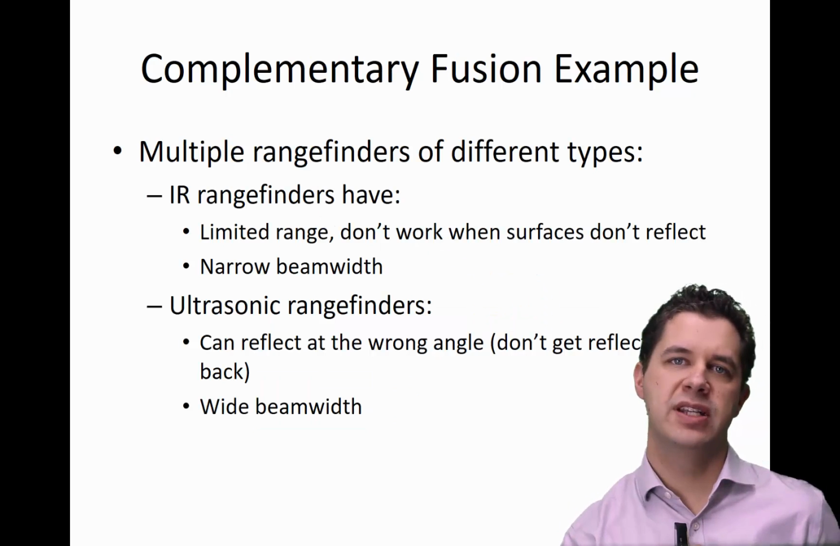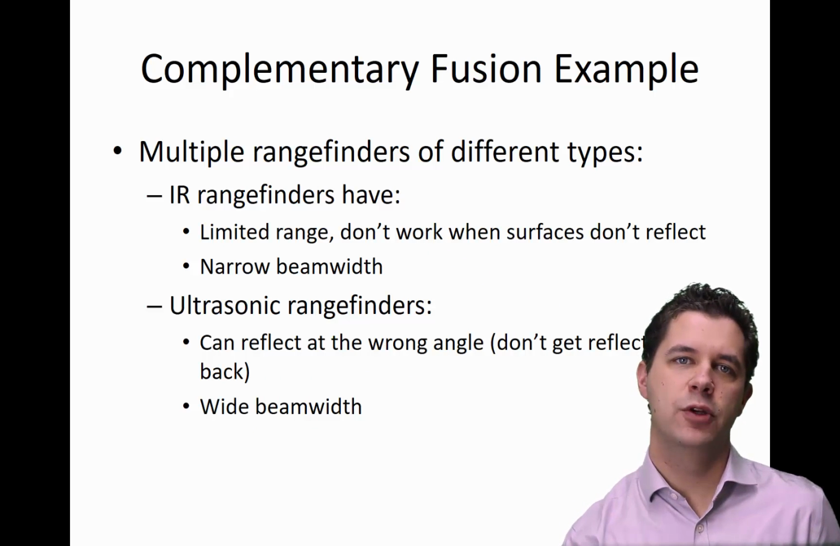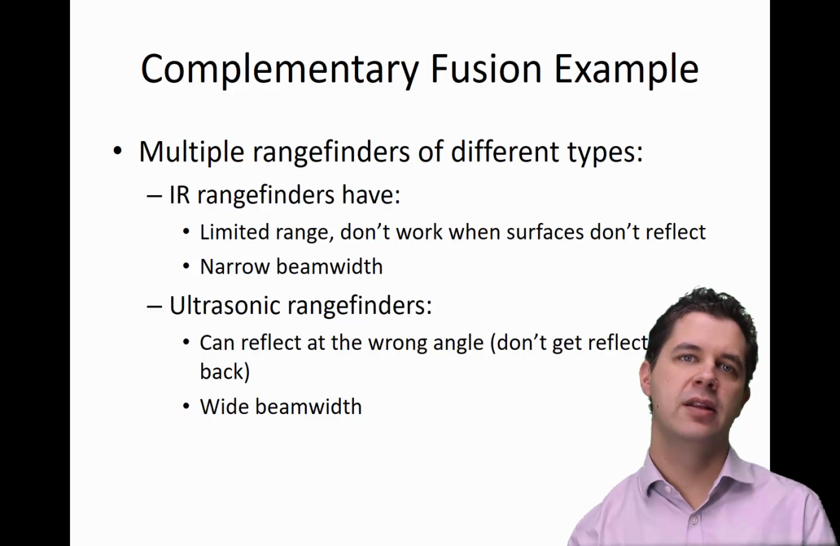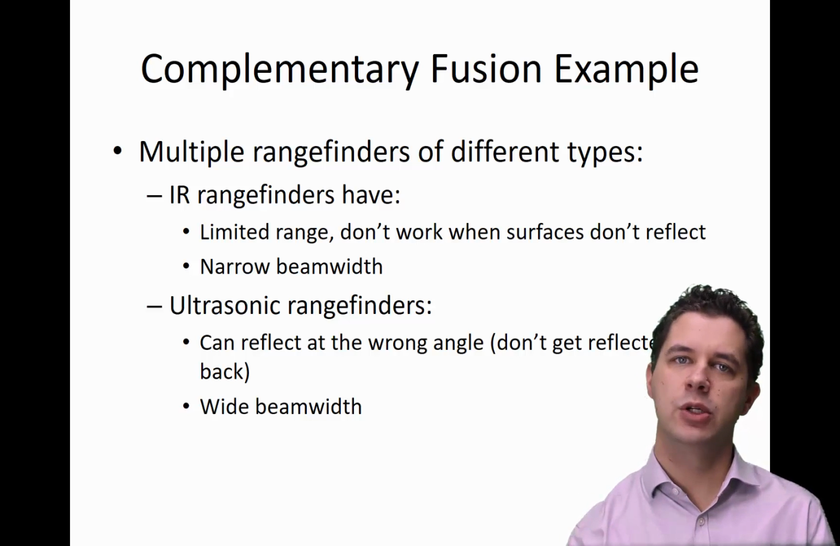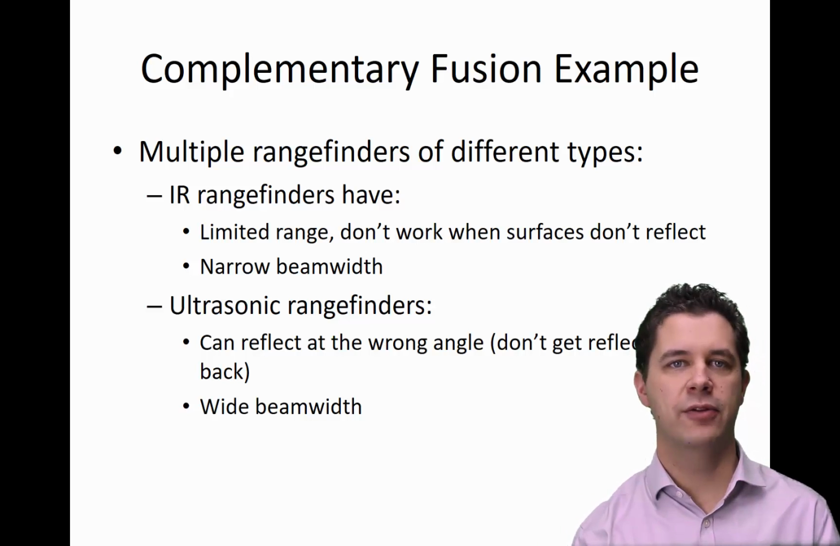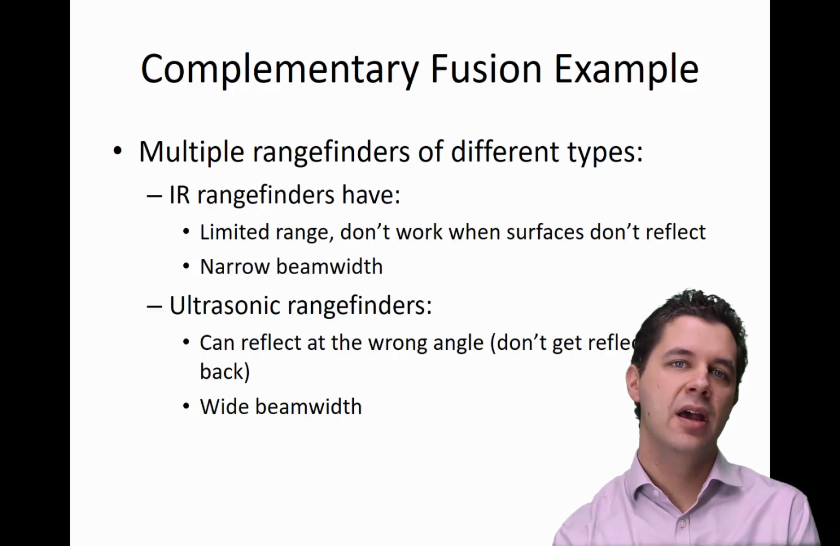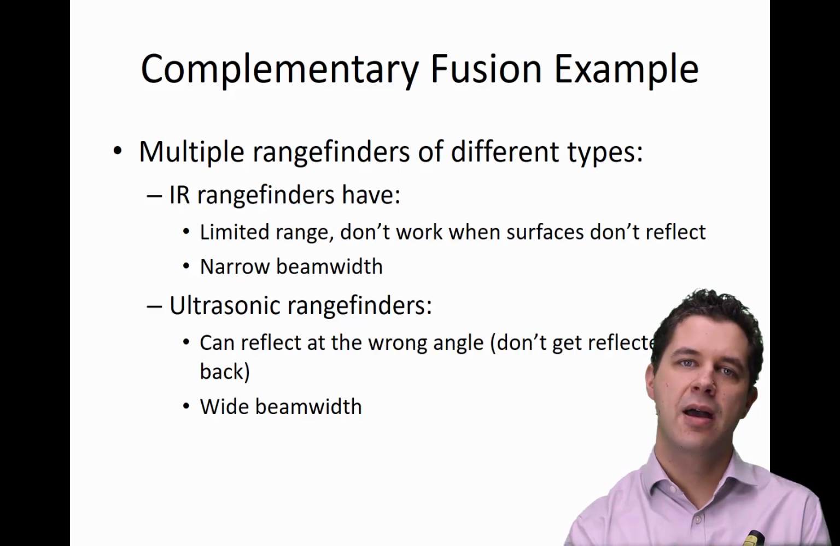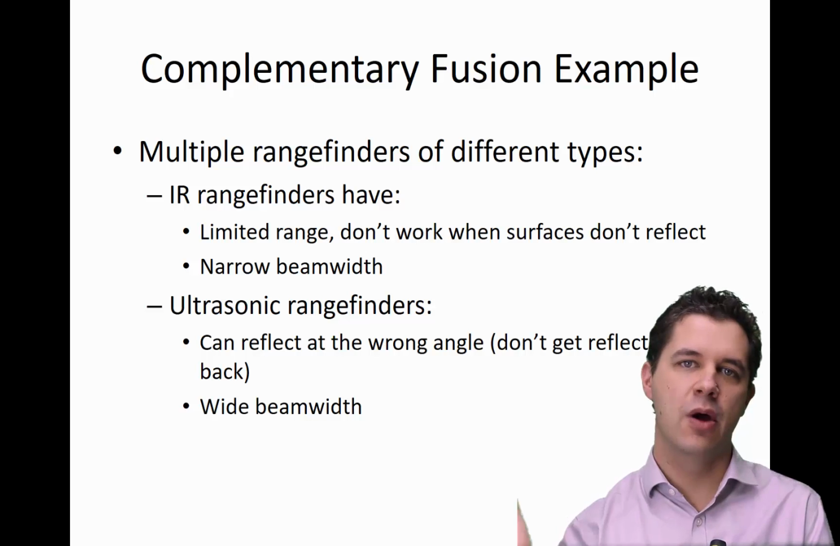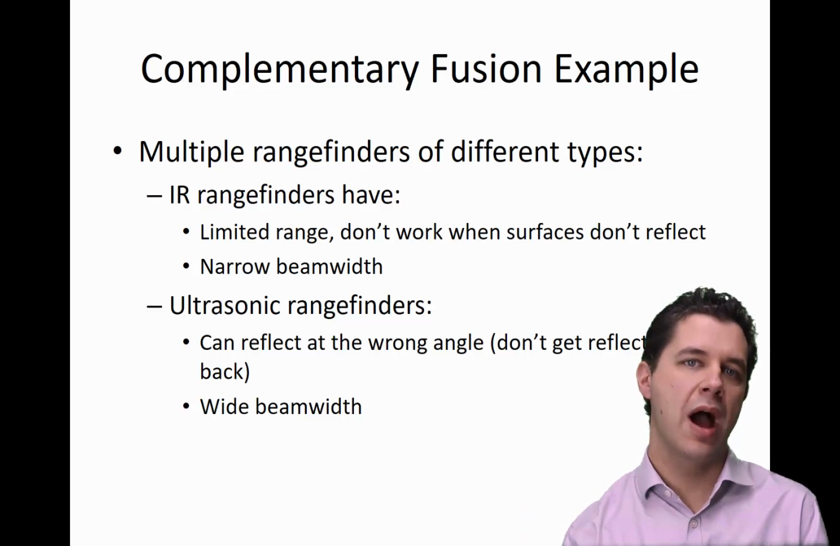Then we have complementary sensor fusion, so sensor fusion of different types. I mentioned this one earlier. If we have infrared rangefinders, they have a limited range and don't work when we don't have reflection, but they have a very narrow beam width. We could couple that with ultrasonic, which can fail to reflect back to us, since it will deflect at the wrong angle, but has a very wide beam width.